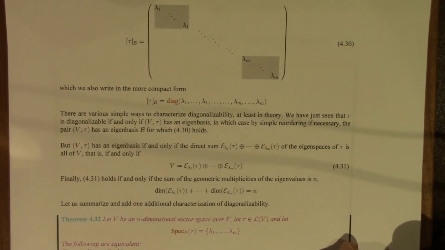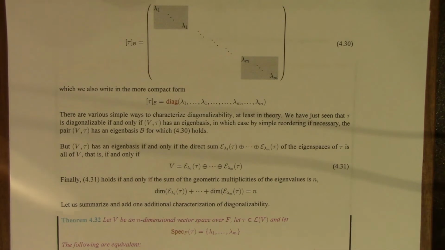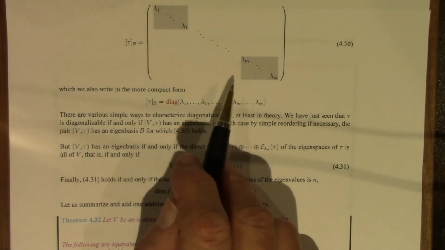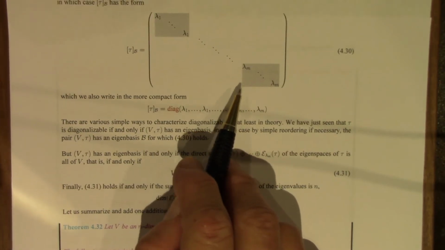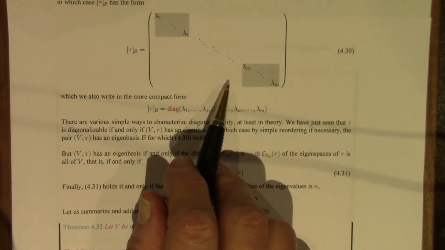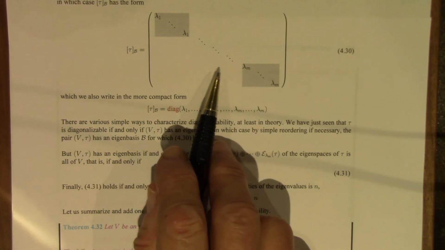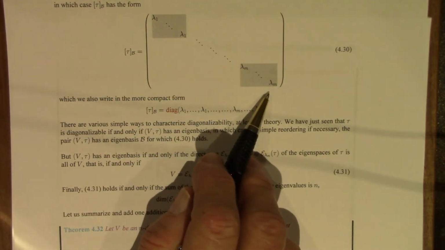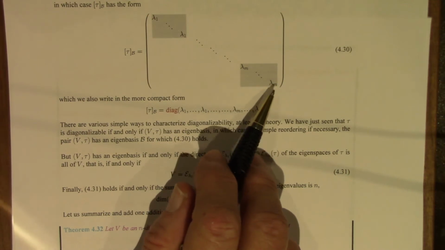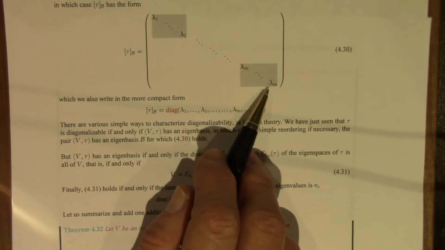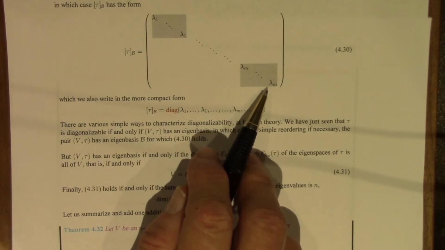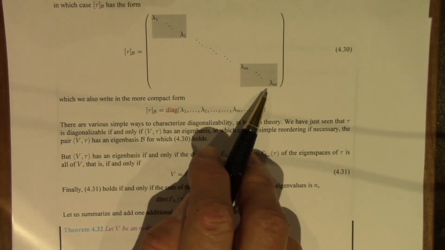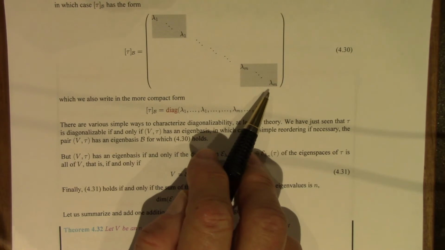There are various simple ways to characterize diagonalizability, at least in theory. In practice, we face additional problems because obviously if an operator is diagonalizable and you can find its diagonal matrix representation, you have exposed its eigenvalues. In other words, you found the roots of the characteristic polynomial. And that, of course, as we discussed last time, is something that's not always possible to do. In fact, quite often it's not possible.